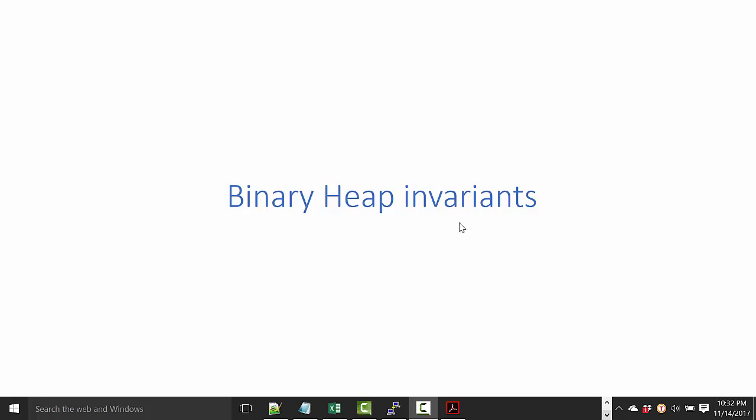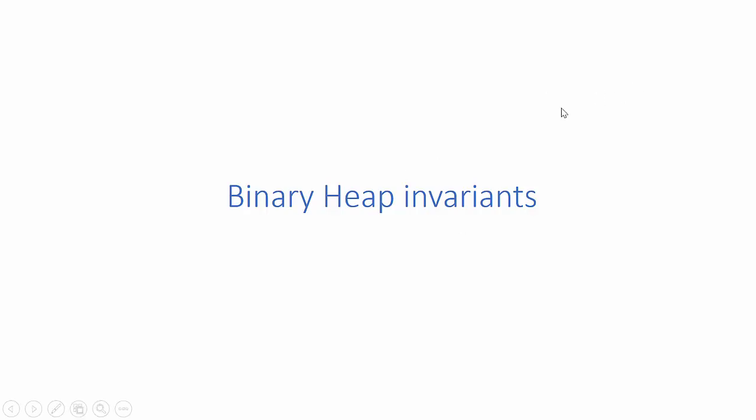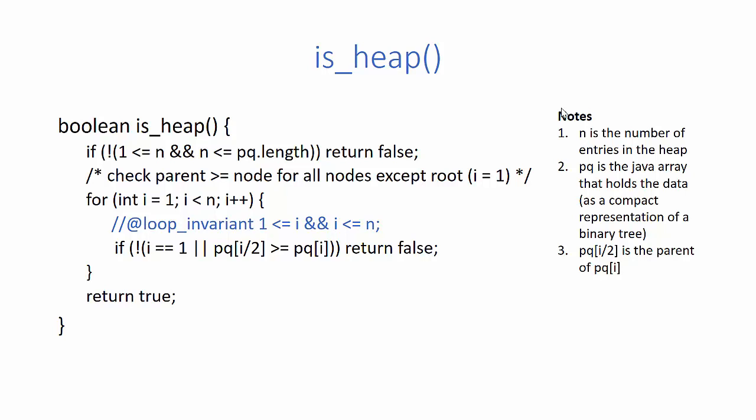All right, so let's have a little discussion about the binary heap invariants. How do we think about binary heap invariants? So the first invariant is that we want the heap to be a heap before insert and after insert, and before delete max and after delete max. So we want to check whether something is a heap. This is the main condition we are checking.